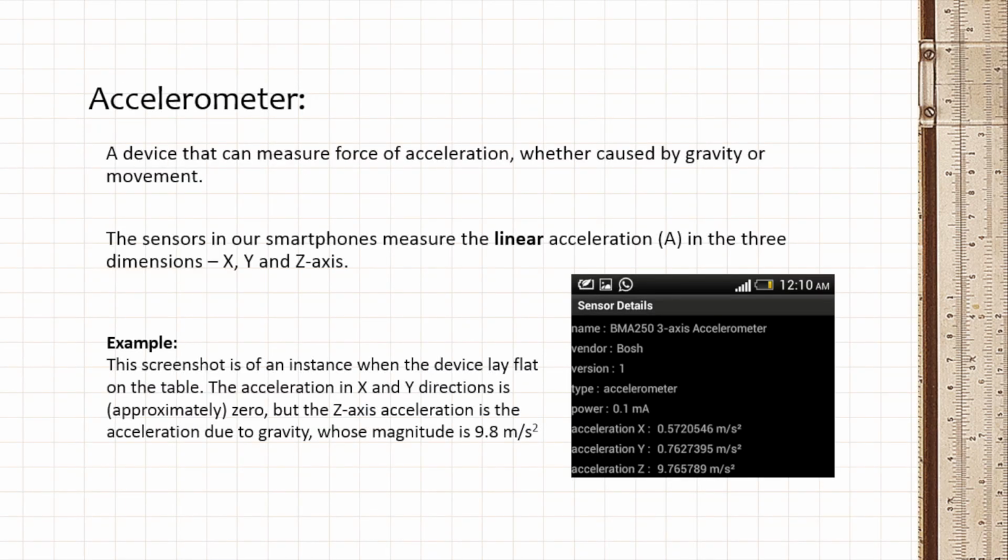An accelerometer is a device that can measure force of acceleration, whether caused by gravity or by movement. For example, this is a screenshot of an instance when the device lay flat on the table. The acceleration in the x and y directions is approximately 0, but the z-axis is acceleration due to gravity, whose magnitude is 9.8 meter per second square.